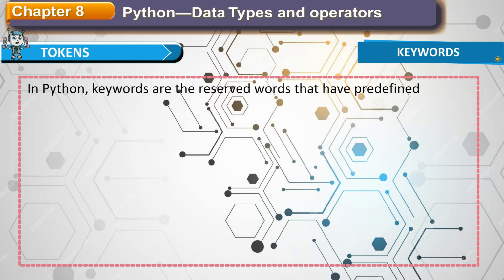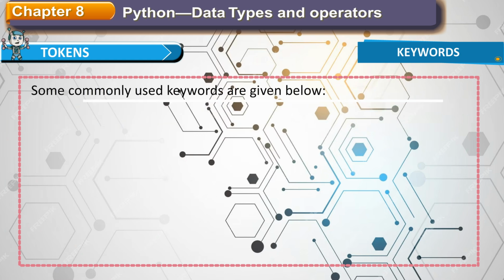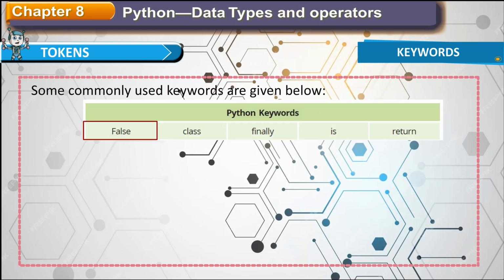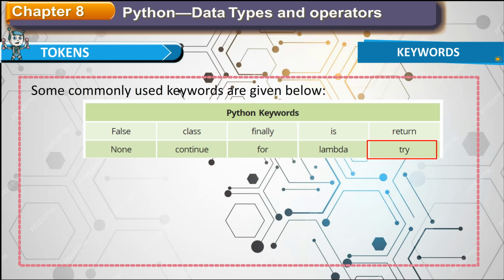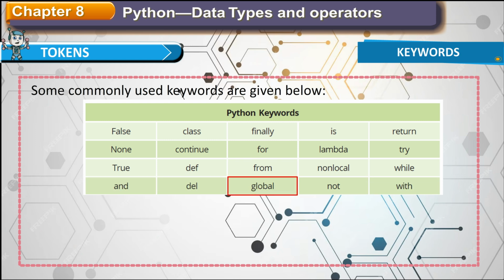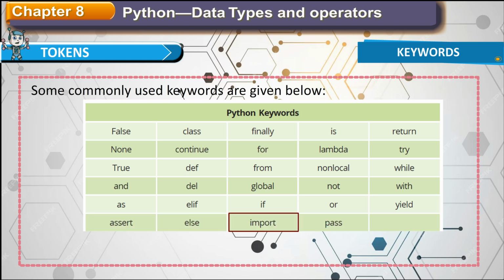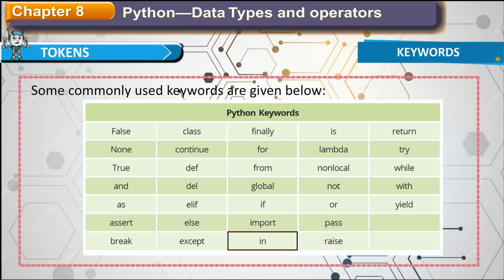Keywords. In Python, keywords are the reserved words that have predefined meaning. They are used for specific purposes. Keywords cannot be used as identifiers or variable names. Some commonly used keywords are given below. Python keywords: False, class, finally, is, return, None, continue, for, lambda, try, True, def, from, nonlocal, while, and, del, global, not, with, as, elif, if, or, yield, assert, else, import, pass, break, except, in, raise.